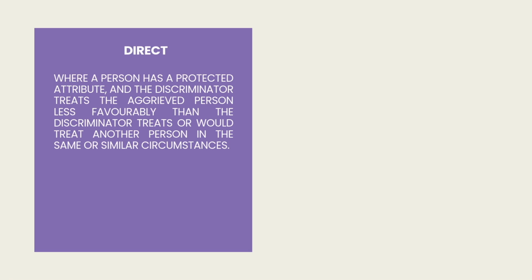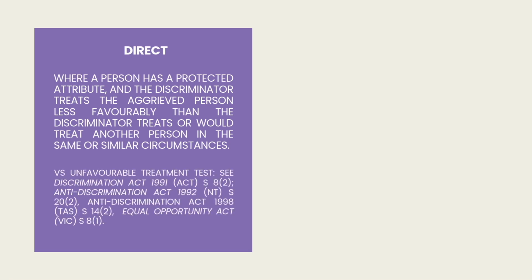The test for direct discrimination under the Equal Opportunity Act is comparative, involving comparing the treatment of the aggrieved person with the real or hypothetical treatment of another person who does not have the same attribute. In contrast, anti-discrimination legislation in other jurisdictions contain an unfavourable treatment test, where discrimination can be established if an alleged discriminator treats or proposes to treat another person unfavourably because that other person has one or more protected attributes. The WA Act is likely to be amended to reflect the more modern unfavourable treatment test, but in the meantime note that you will ideally be able to provide evidence regarding a comparator.